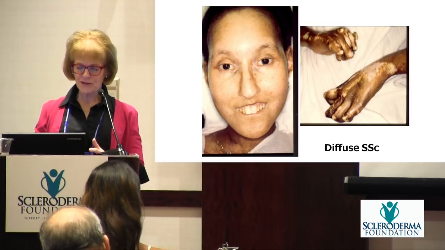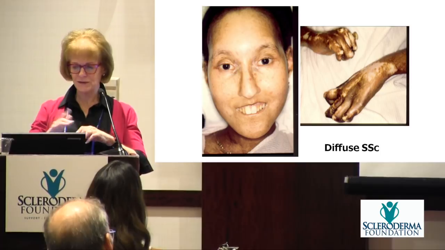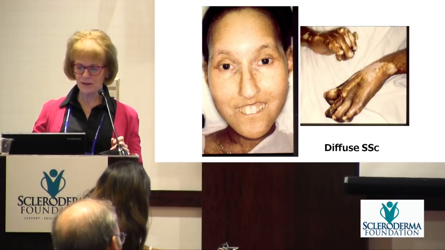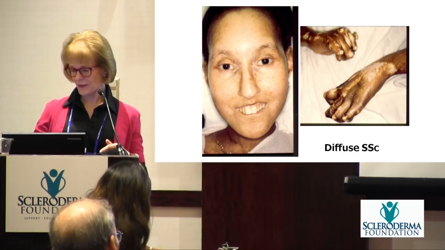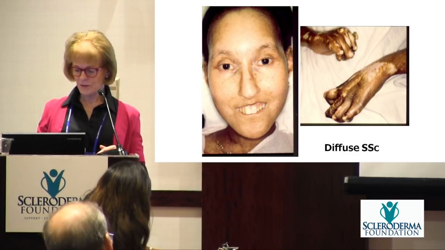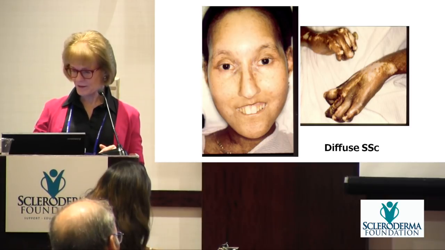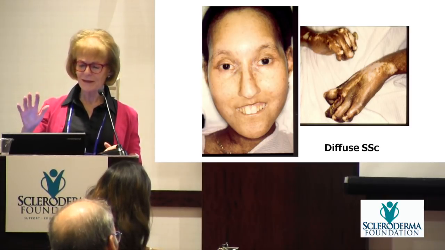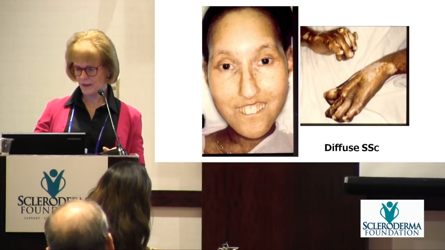And this is a photo of someone with long-standing diffuse disease, and you can see the pigment changes of her hands and the flexion contractures of the fingers. This is probably 20 years old, if not more, from the rheumatology slide collection. And these are complications of scleroderma that we certainly hope to avoid by newer treatments.